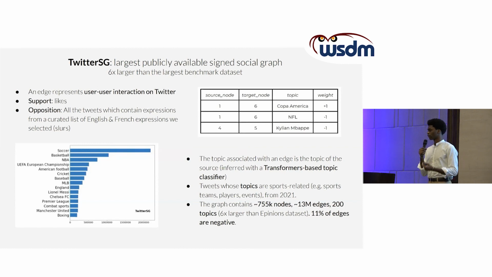So eventually we have this graph, and we retrieve the topics with a transformer-based topic classifier, and those are going to be the edge attributes from the tweets. So eventually the graph has 750,000 nodes, 13 million edges, and 200 topics, which are all related to sports, whether it's sports teams, players, or events, and you see the most frequent topics on the bottom left side.